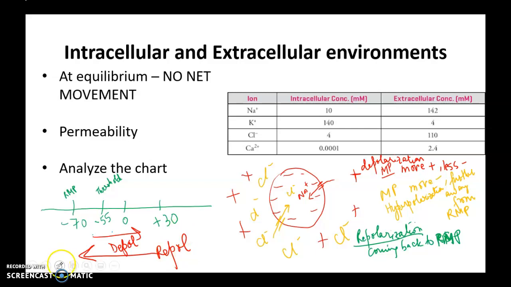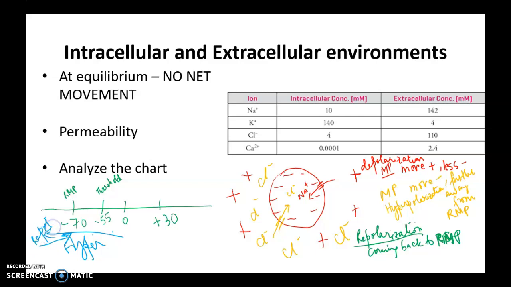Now let's say a cell is hyperpolarized. Can it come back to resting membrane potential? Yes, it can come back to resting membrane potential, and that is also repolarization. So from depolarized state, coming back to resting membrane potential is repolarization. From hyperpolarized state, coming back to resting membrane potential is also repolarization. Hope this is clear.